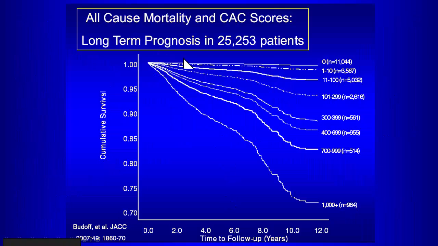Here you can see what happens to survival as the calcium score gets higher and higher. Calcium score of 0, you are immortal. Calcium score of 1,000, very bad news. It just shows you that if I'm writing life insurance policies for a patient, I'm sending them for a calcium score, and that's going to determine the premium.